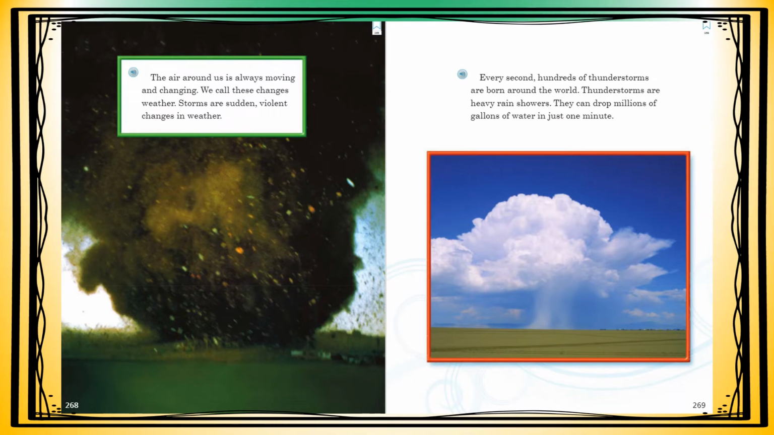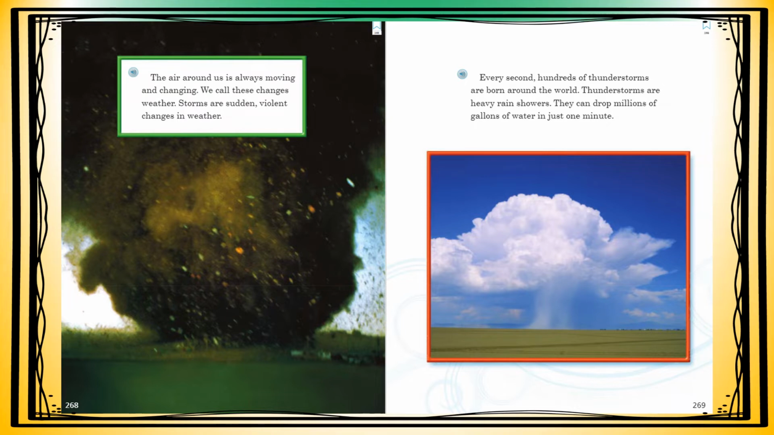The air around us is always changing. We call these changes weather. Storms are sudden, violent changes in weather. Every second, hundreds of thunderstorms are born around the world. Thunderstorms are heavy rain showers. They can drop millions of gallons of water in just 1 minute.